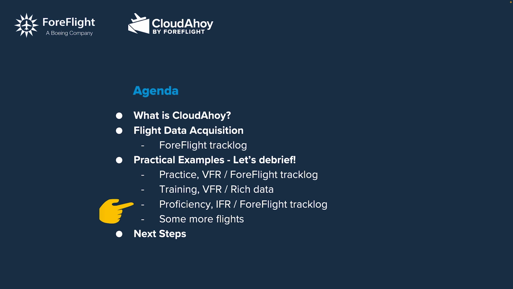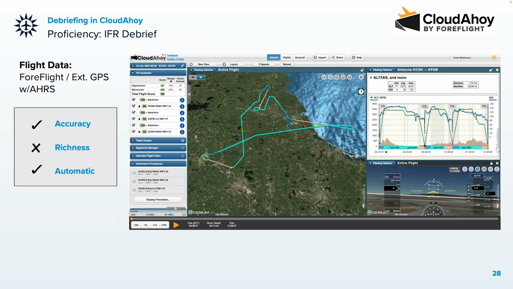So the next flight we're going to look at is an IFR proficiency flight, and it's another flight that was recorded with a ForeFlight tracklog. This flight was flown by our colleague Kate, and she flew from Concord, New Hampshire to Portsmouth, New Hampshire, up to Sanford, Maine, and then back into Concord. And again, this was recorded with ForeFlight using an external GPS with AHRS, so it is accurate, it is not rich, and it's almost totally automatic.